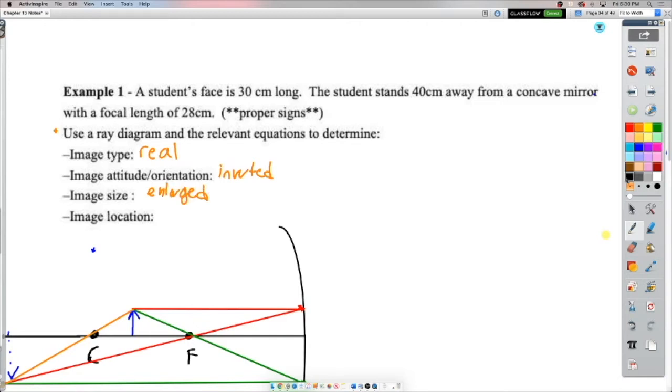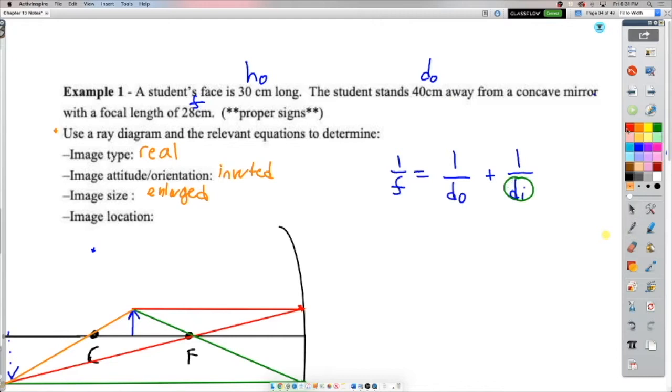So using our mirror equation, 1 over the focal length equals 1 over the distance of the object from the mirror plus 1 over the distance of the image from the mirror. So we are looking for the image location. In other words, where does the image appear to be? That's the distance of the image, right? So that's what we're looking for.